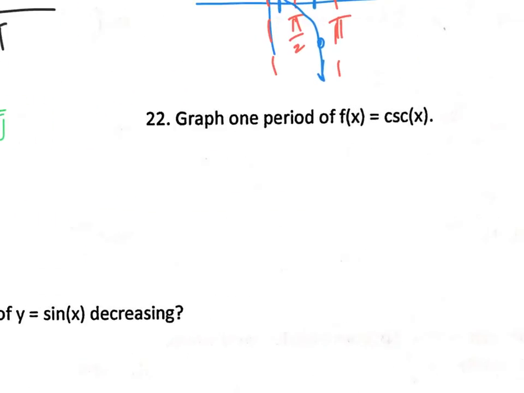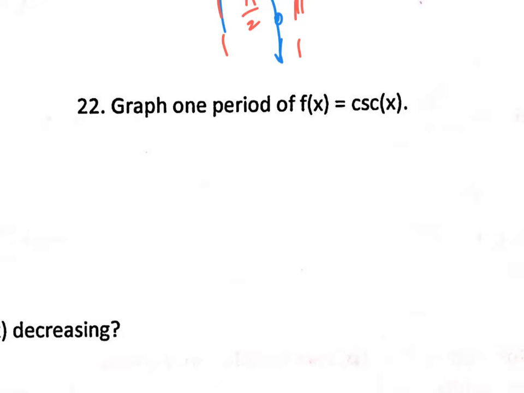Now let's move on to 22. I need to graph 1 period of the cosecant x. Now remember, cosecant is 1 over sine. So in this case, my asymptote is whatever makes the sine 0. So that's going to be the k pi family.